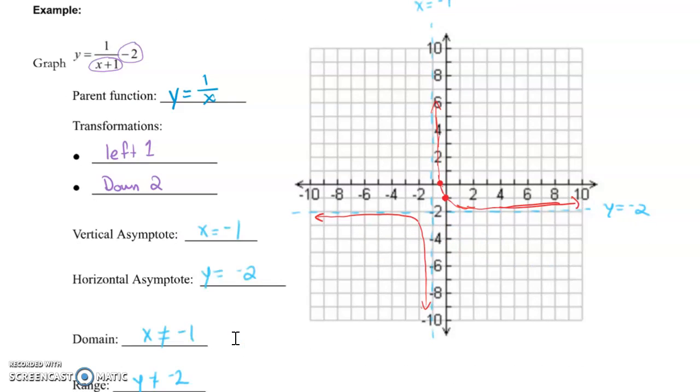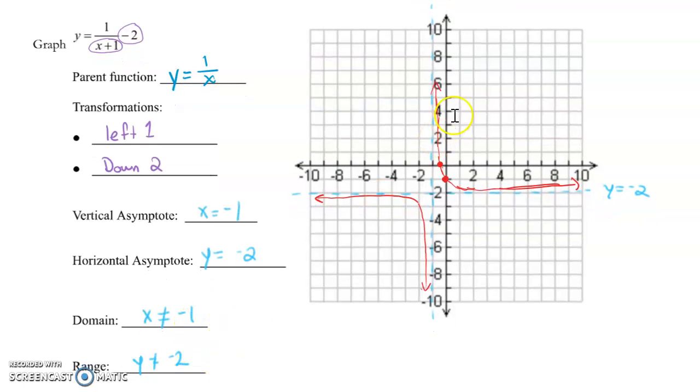That concept also flows right into my domain and range. Since I have a vertical asymptote at x equals negative 1, my x values will never equal negative 1. A negative 1 would make my denominator 0. Okay? And since my horizontal asymptote has shifted down 2 units, my range has y not equal to negative 2.